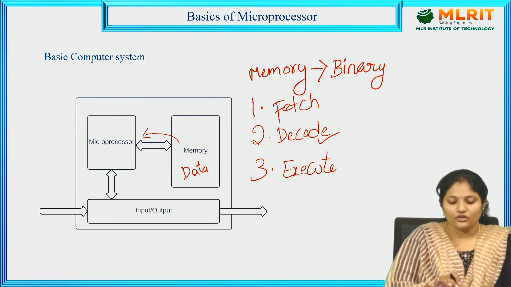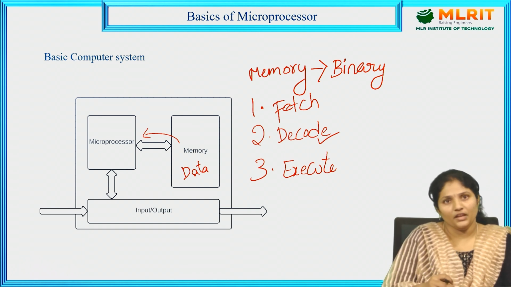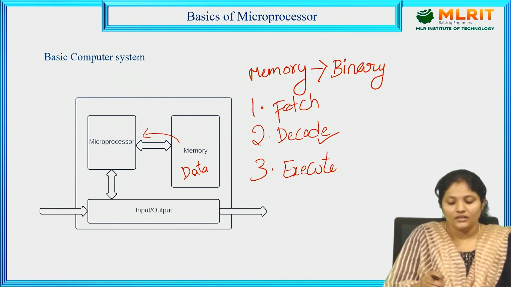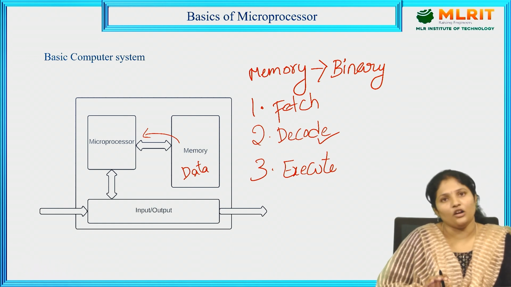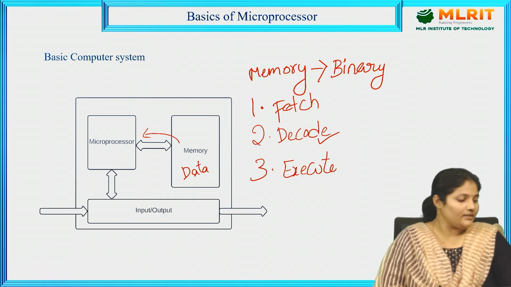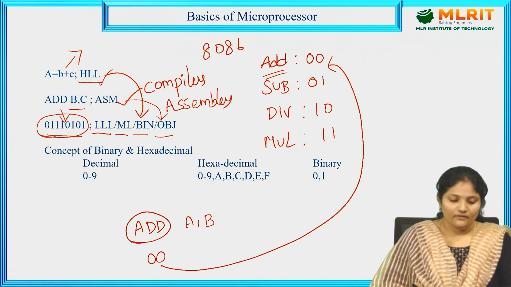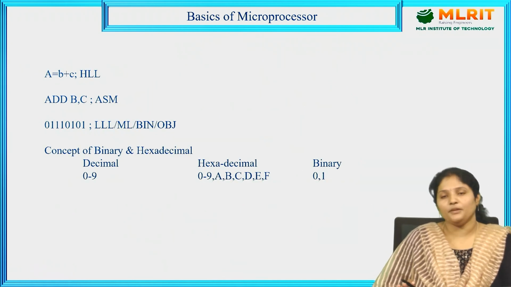Like this, the microprocessor will fetch the information from the input, process the data which we have given as instructions or program, and send the output to the output devices. Okay, these are the basic things. Now we'll go to binary representation.